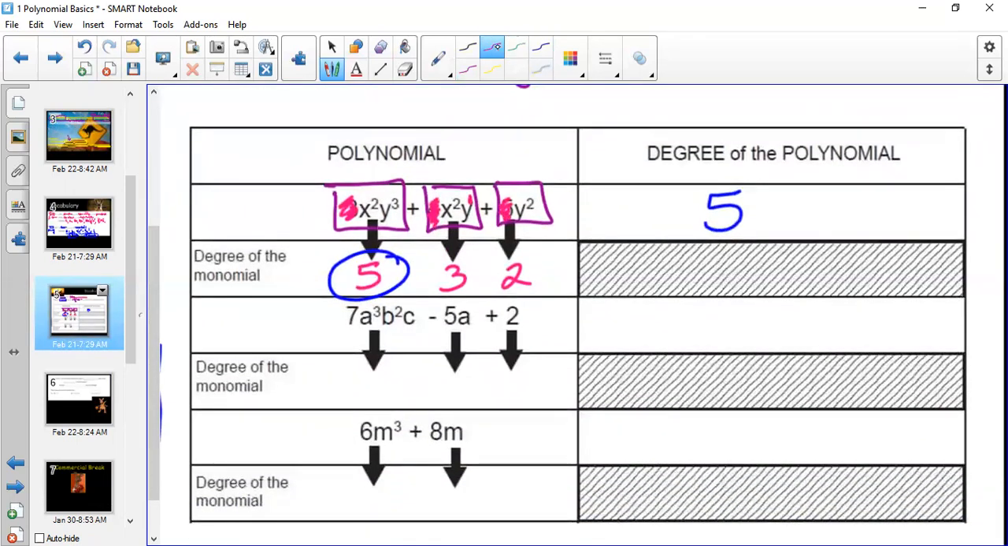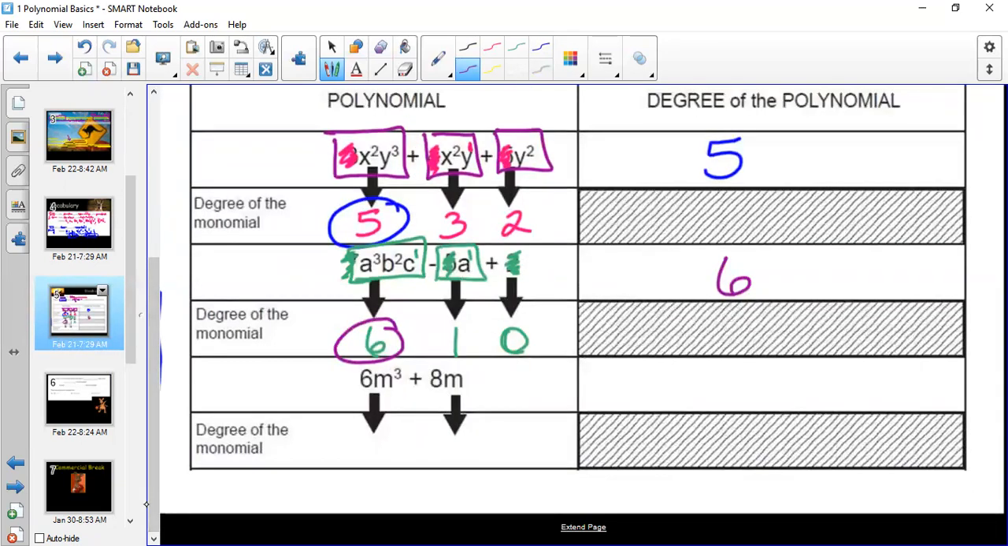All right, let's try another one. Again, ignore your coefficient. We've got 3 plus 2 plus the ninja 1. This monomial has a degree of 6. All right, the second one, I'm going to take out my coefficient. That has just the ninja 1, so a degree of 1. And if I take out my coefficient on this one, there is no exponent. That has a degree of 0. And so our degree of the polynomial is the highest one. So in this case, 6.